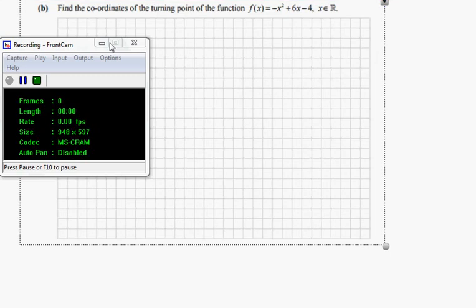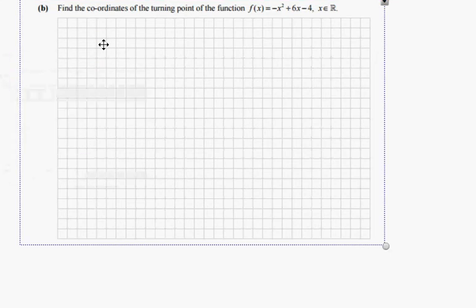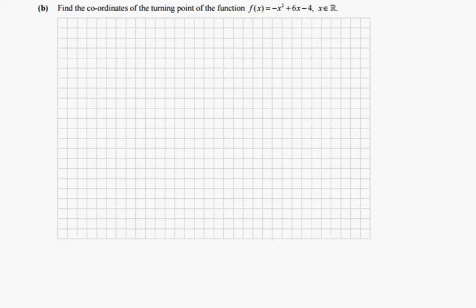Okay, guys. So, find the coordinates of the turning points. Now, first of all, what shape of graph is it? Is it N shape or U shape? It's an N shape. What is an N shape graph? It's a minus x squared. The x squared controls the shape. If it was plus x squared, it'd be U shaped. You know it's N shaped.